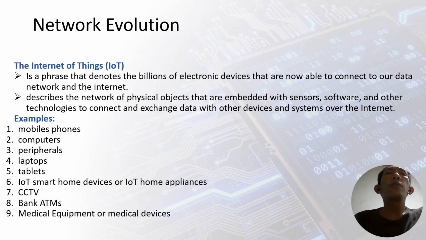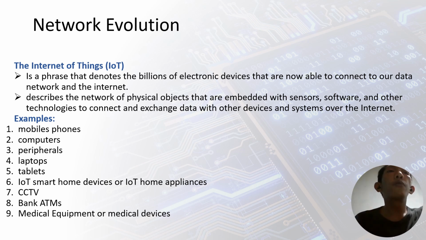The Internet of Things, or IoT, is a phrase that denotes the billions of electronic devices that are now able to connect to our data, network, and the Internet. It describes the network of physical objects that are embedded with sensors, software, and other technologies to connect and exchange data with other devices and systems over the Internet.